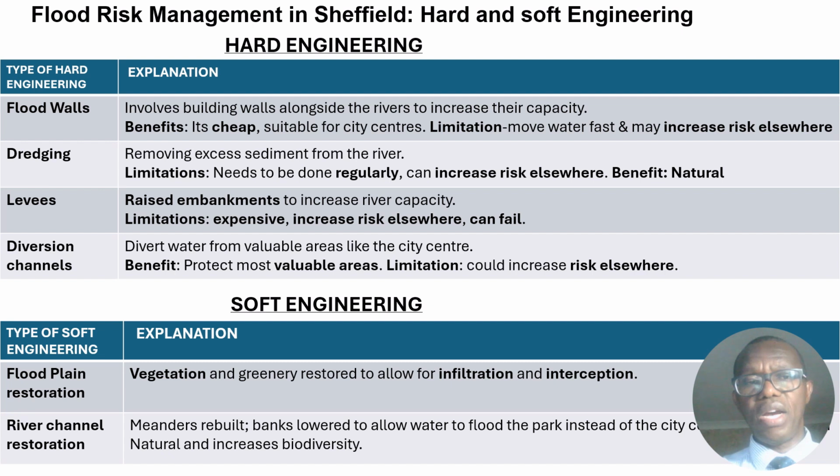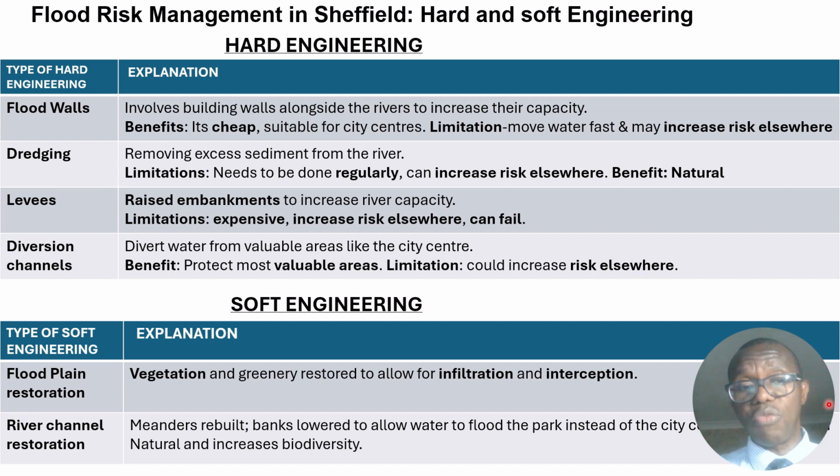Okay, so this slide here is a summary of the flood risk management in Sheffield. There are two main ways that Sheffield has tried to mitigate against flooding, and those are soft engineering and hard engineering. So we have different types of engineering that are shown here: flood walls, dredging, levees, and diversion channels, and each of them has benefits and limitations as well. The first one here are flood walls, and these are built alongside the river, and they increase the water holding capacity of the rivers.